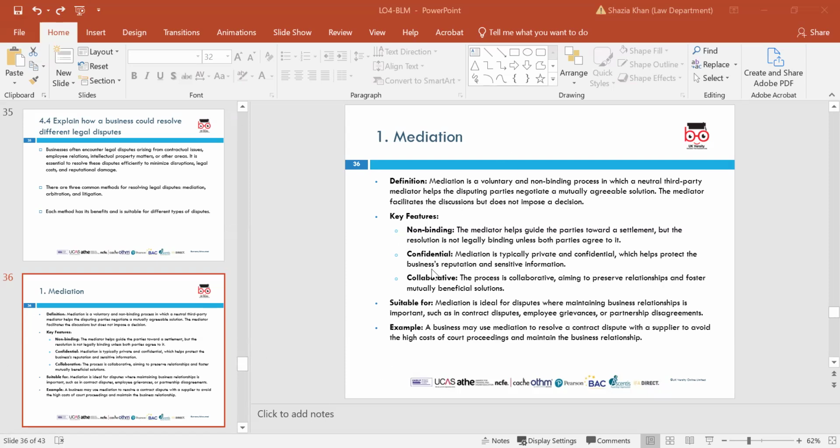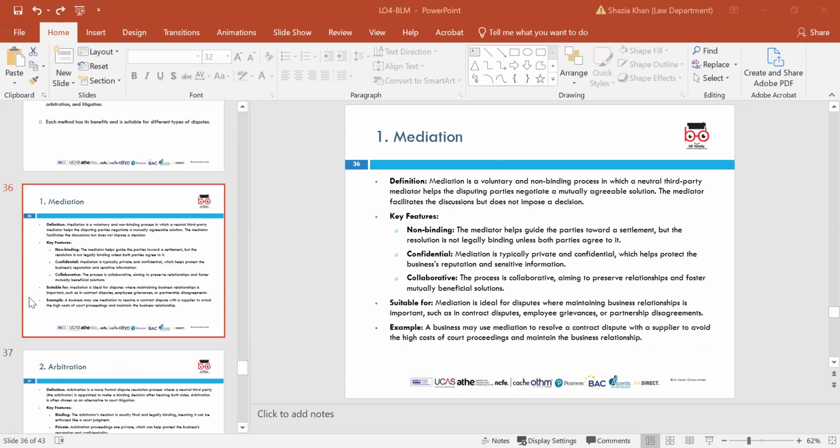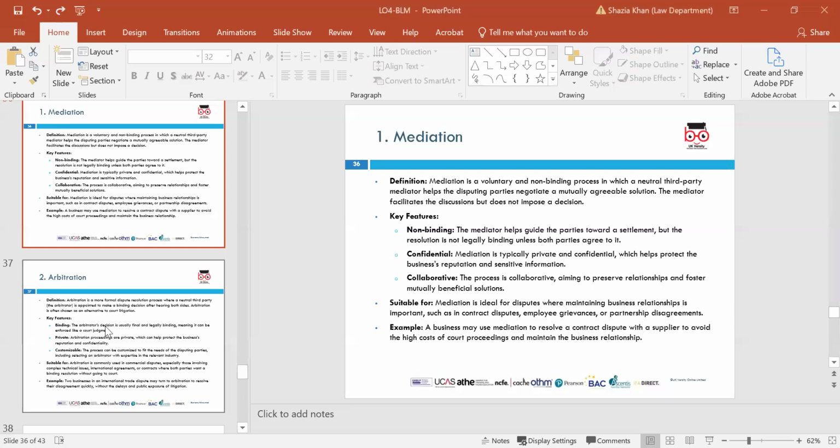So key features are non-binding, confidential and collaborative. An example of mediation: a business may use mediation to resolve a contract dispute with a supplier to avoid the high costs of court orders or to build their relationship.